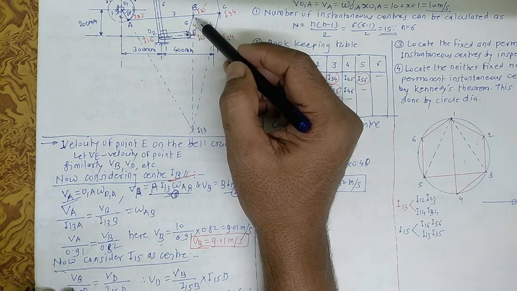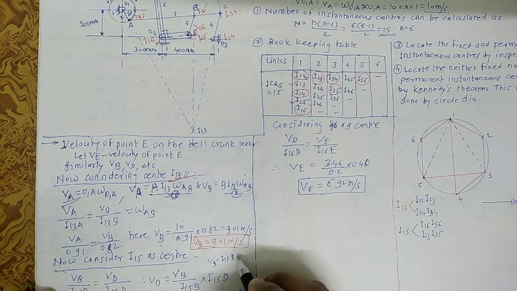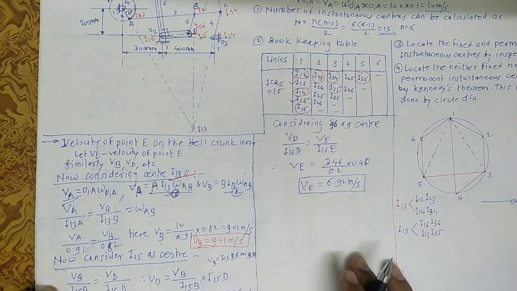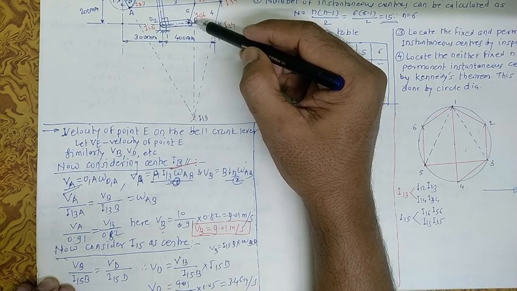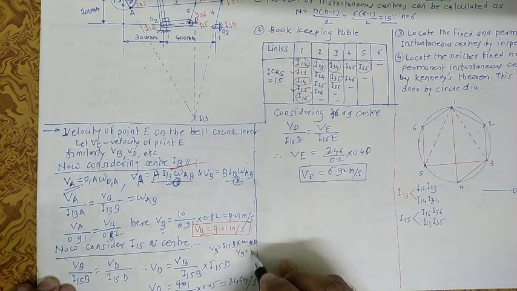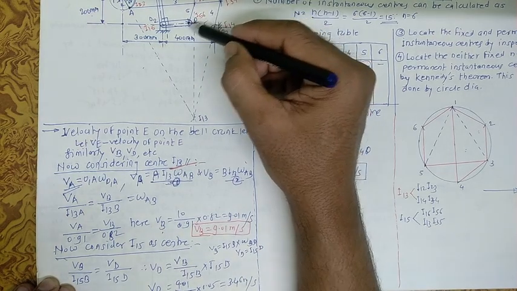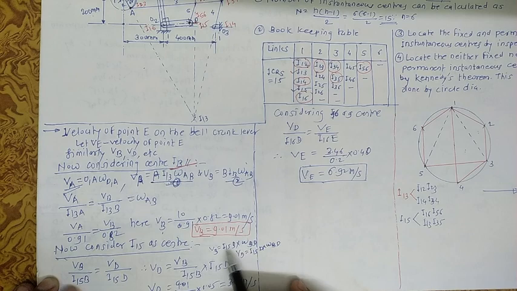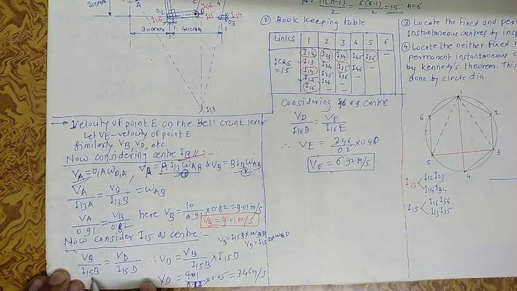VB equals I15B multiplied by the angular velocity of link BD. Similarly, for point D we can write I15D multiplied by the angular velocity of link BD. I15D is here, I15 is here. So this relation we have written: VB divided by I15B equals VD divided by I15D.